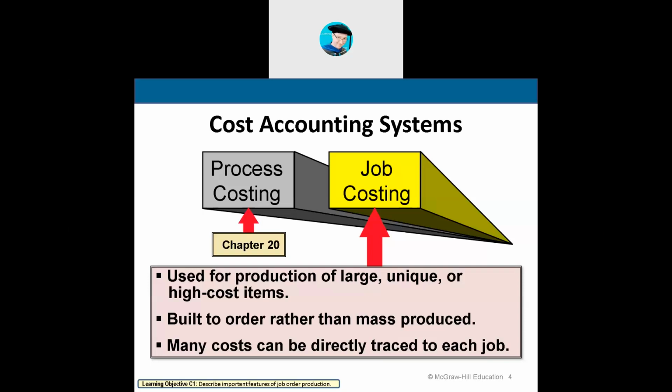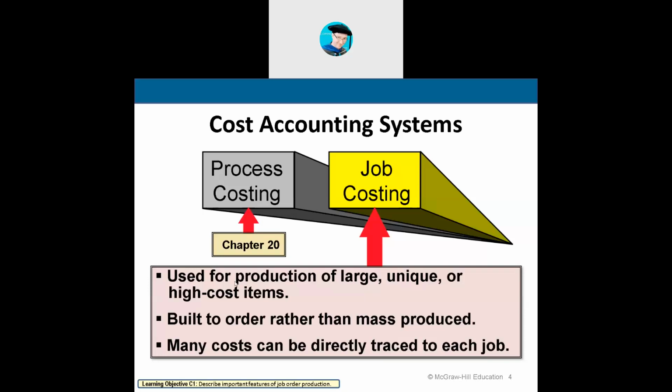Continuous, mass-produced, the same exact thing. That's called process. That's process costing. Job order costing, which we're talking about today, is based off of specific, unique, low volume, specialized products.